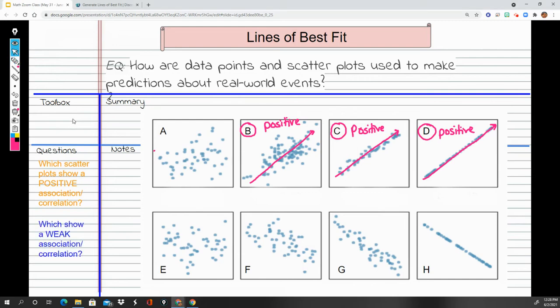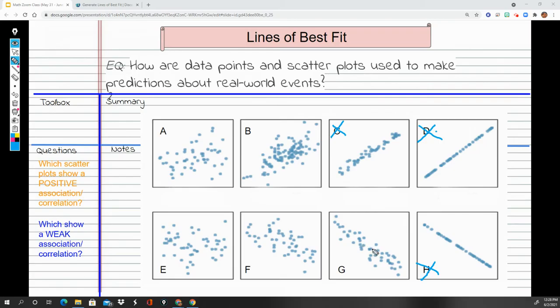How about weak associations? Which ones do you think show weak? In other words, they're spread out and not great about forming a tight line. Right away, I think we can safely eliminate both D and H. Definitely, these are not what I would call weak. I would probably say C is pretty tight, so I probably would not include that.